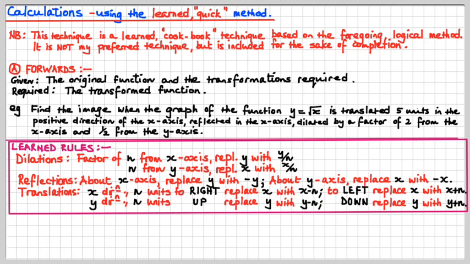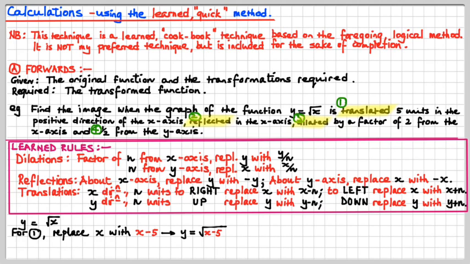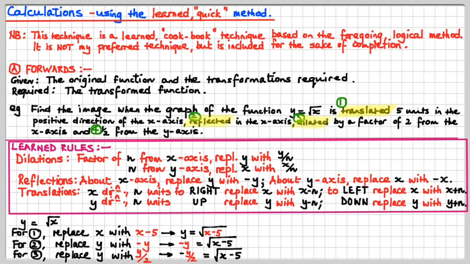Now, let's just do our question with the quick technique. So we've got y equals root x. Right, we've got to do the image. So what's our first thing? I've labelled them up there now. Number 1 is translated 5 units in the positive direction of the x-axis. So we would replace x with x minus 5, and we would get that. The second one was reflected in the x-axis, so we'd replace y with minus y, and we'd get that. Now, the third one was dilated by a factor of 2 from the x-axis, so you would replace y with y over 2, and you would get that.